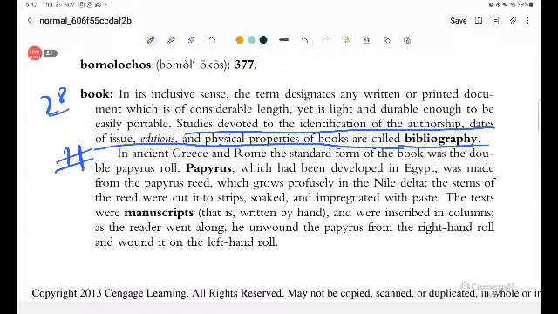The texts were manuscripts. Manuscripts, that is, written by hand, and were inscribed in columns as the reader went along. He unwound papyrus from right hand roll and wound it on the left hand roll.